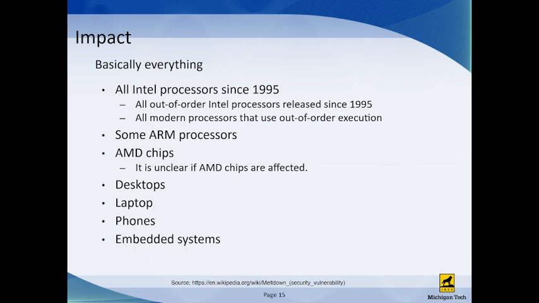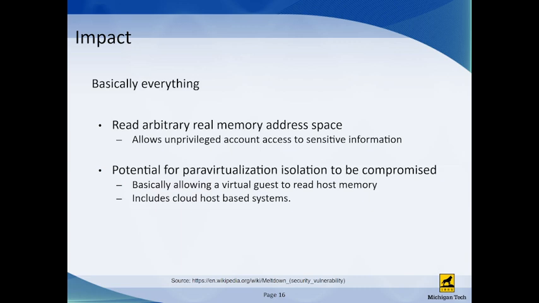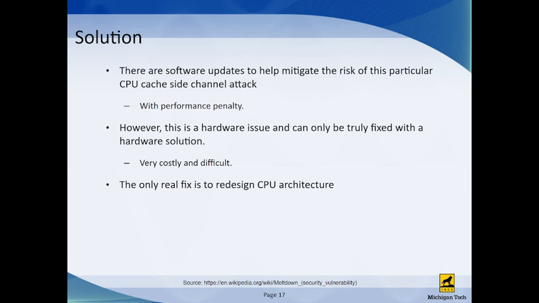So now let's talk about the impact. Meltdown affected nearly all Intel processors since 1995 and some ARM processors. It compromised desktops, laptops, phones, and even cloud servers. It made it one of the most widespread hardware vulnerabilities ever. The exploit enabled the reading of arbitrary memory addresses, allowing attackers to access sensitive information from otherwise isolated environments, such as cloud-hosted systems.